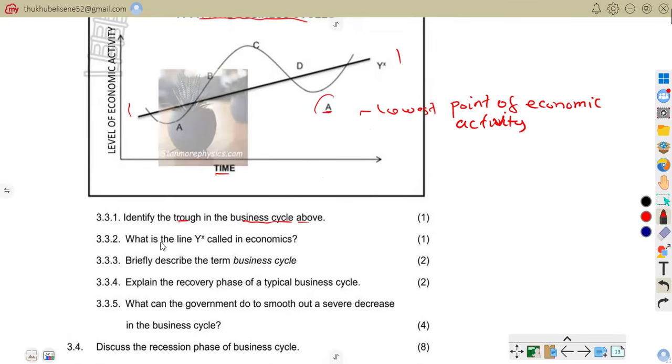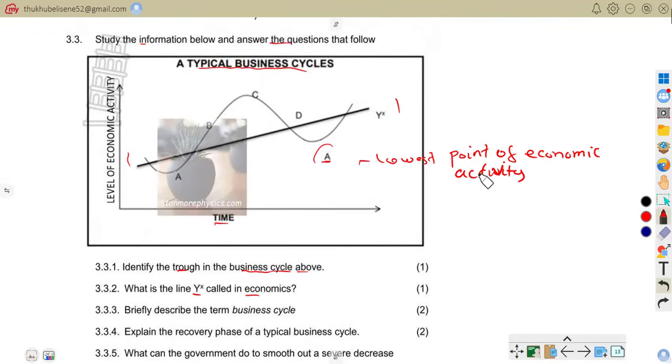Now it says, what is the line Y called in economics? What is line Y? We're talking about this Y. So this line Y is called a trend line. When you talk of a trend line, the trend line shows long-term growth of the economy. Talking of this line, it shows what? A long-term growth of the economy. So that is that.